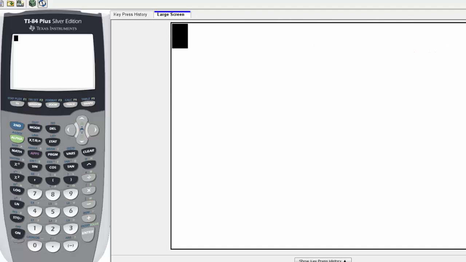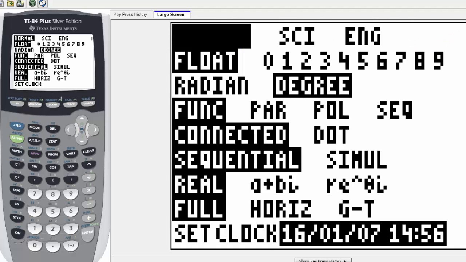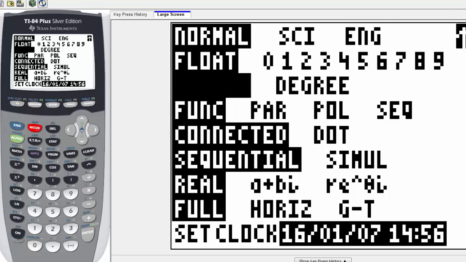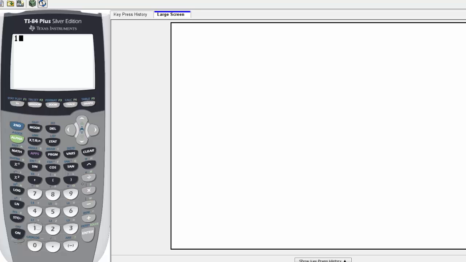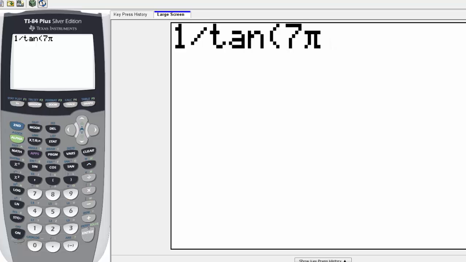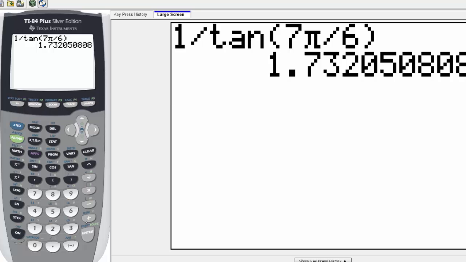So I want you to do this with me. Go to mode, go to radian mode, and you're going to do 1 divided by the tangent, and it was negative 7 pi. Pi is right here, so you're going to go second to the caret key, which is pi, divided by 6. You get 1.732.